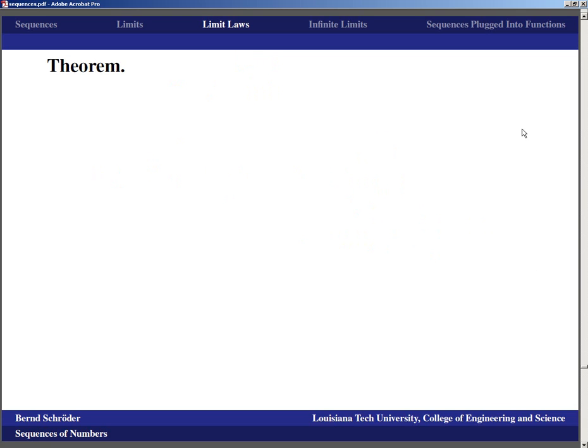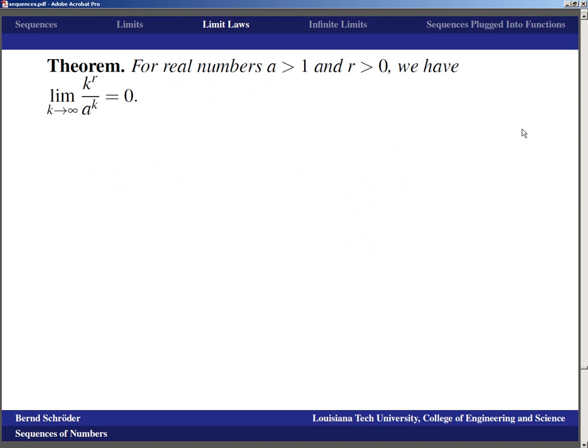And now, as a quick theorem, if we want to compare polynomial growth k to the r with exponential growth a to the k, then we can say that for real numbers a greater than 1 and r greater than 0, we have that the limit as k goes to infinity of k to the r divided by a to the k is 0. So exponential growth beats polynomial growth.